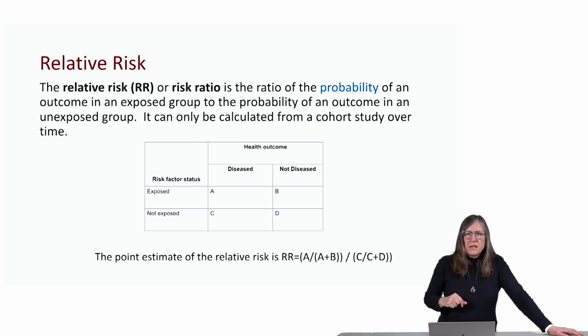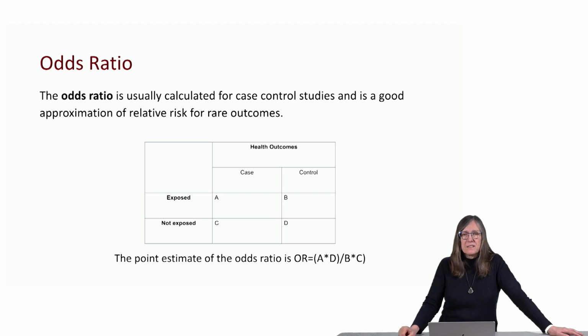It doesn't have a lot of influence against B. Same with C relative to D. So effectively, it's A over B divided by C over D, which then becomes A times D over B times C. Again, that's why it works for rare outcomes. The odds ratio is similar to a relative risk.